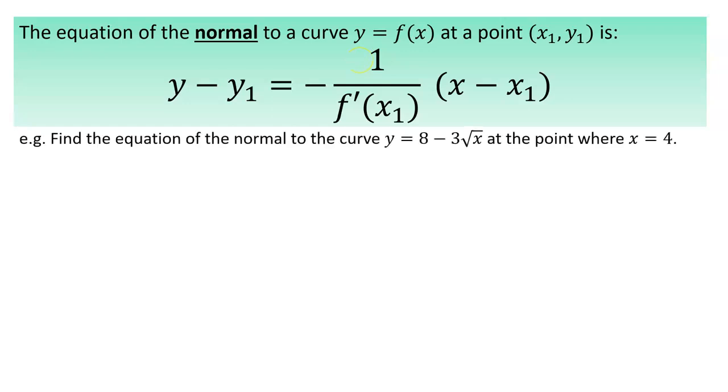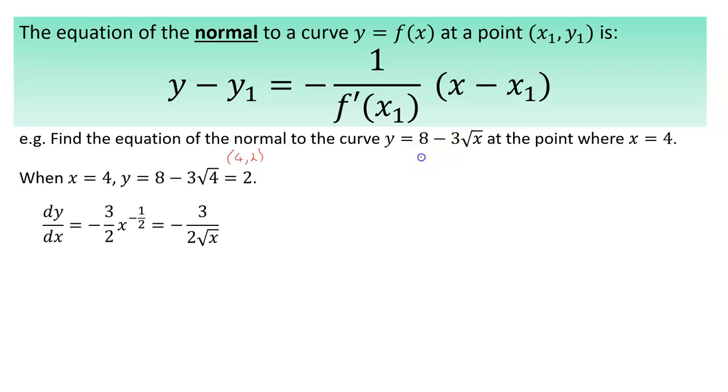Let's have a look at an example. I'll give you a moment to read it. So, same as with the tangent example, I need to have both coordinates of my point. I've got that x equals 4, so first I need to find y by substituting x equals 4 into this. So I know that I have the point (4, 2) that lies on my curve, and that's where I'm going to be finding the normal. Now, I need to find the gradient of the tangent to the curve at this point, so I differentiate.